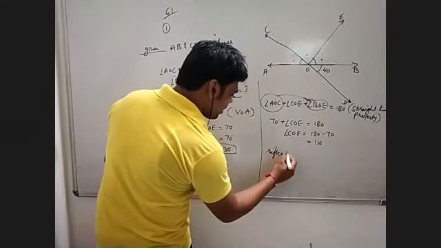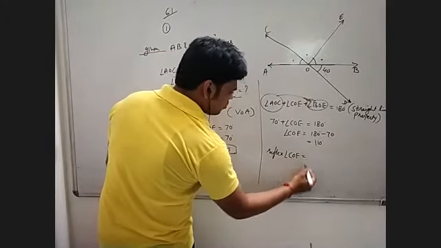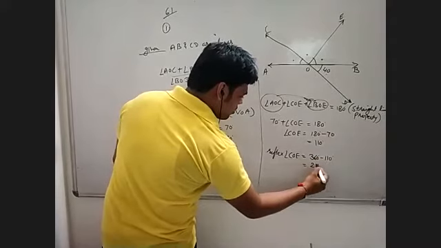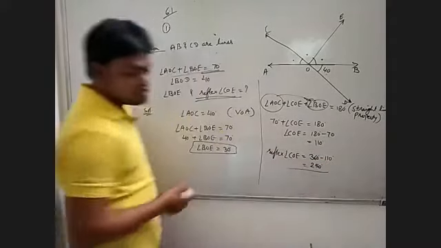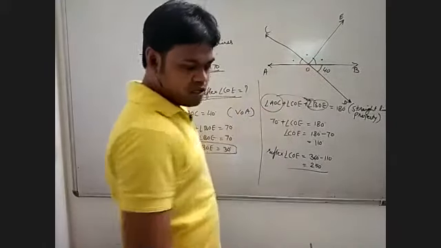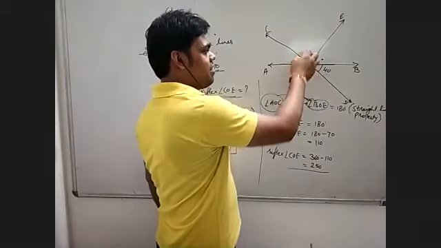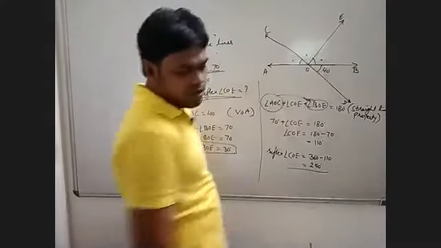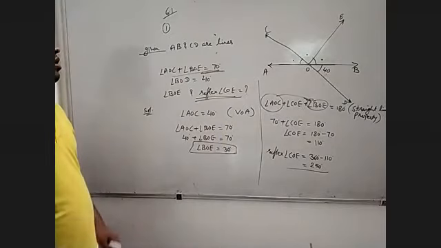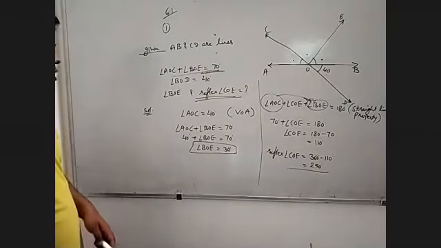Reflex angle COE is equal to 360 minus 110, which equals 250 degrees. Because this angle and its reflex will sum to 360. We have to find the reflex, so we write 360 minus the angle. It will be reflex angle COE. Okay, again, I am explaining one more time.